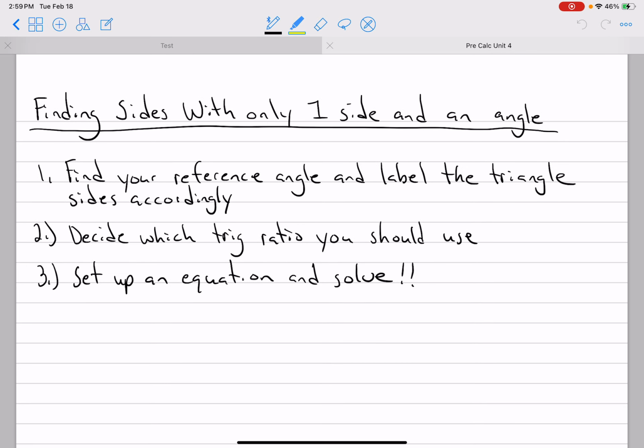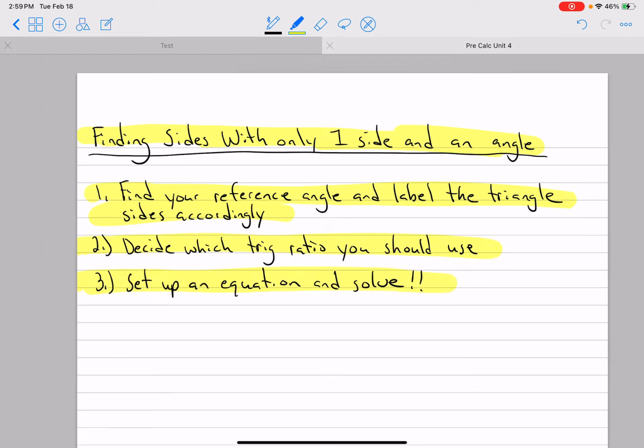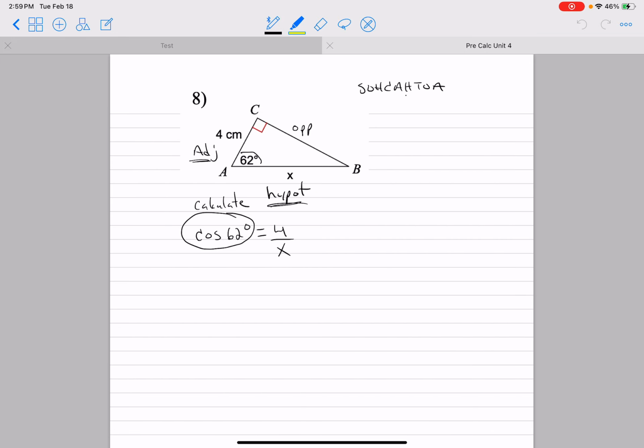Next one. Finding sides when you only have one side and an angle. So now we're looking for side lengths when sides are missing. If you're going to do this, 1, you're going to find your reference angle and label the triangle. We always do that. 2, you're going to decide which trig ratio is going to be useful. 3, you're just going to set up an equation and solve. It's the same thing, just using a little bit of knowledge that we have.